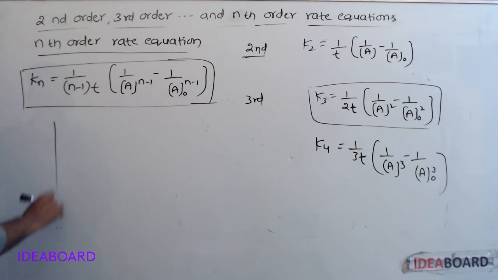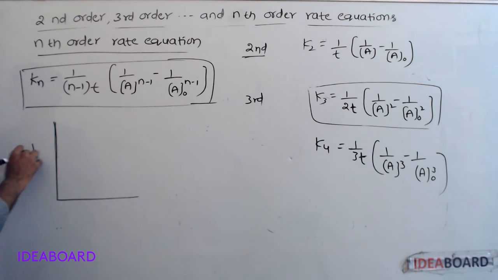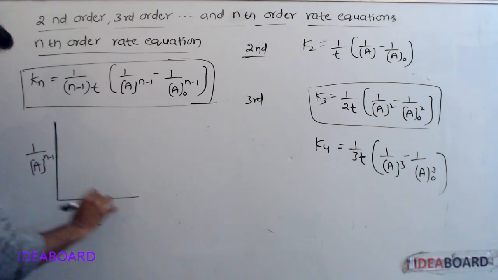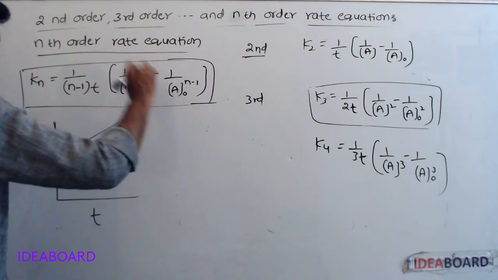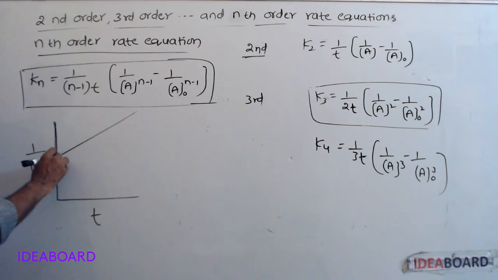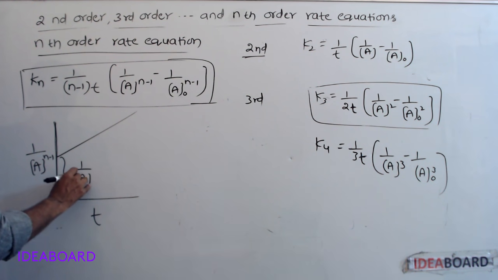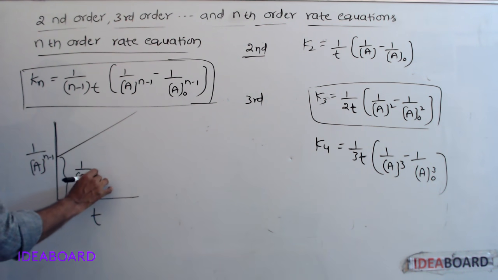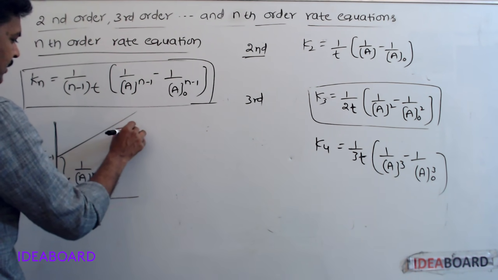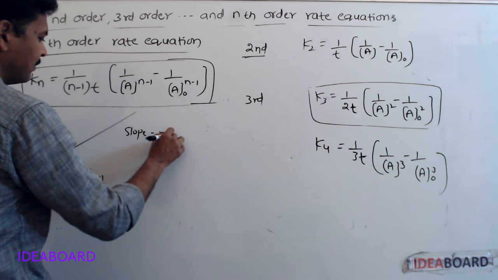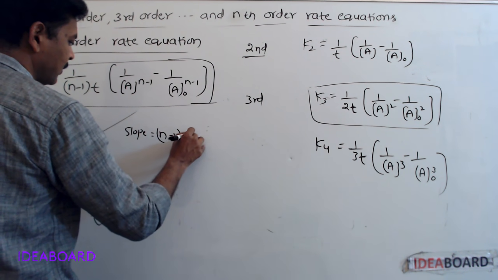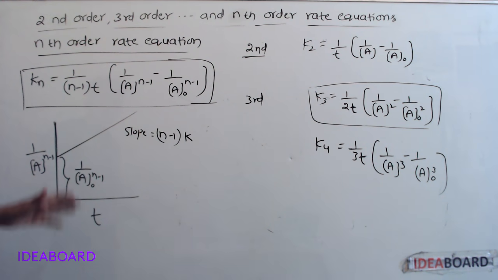For nth order reaction, if a graph is plotted between 1 by A concentration power n minus 1 and time, we'll get a straight line. The y-intercept gives 1 by A naught power n minus 1. Slope is equal to (n minus 1)k.